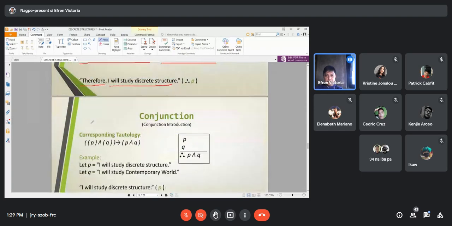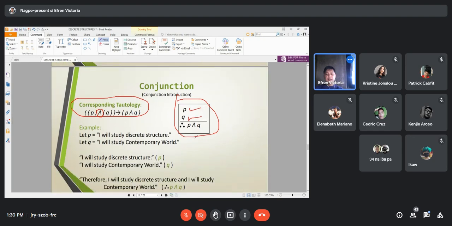So, the conjunction, the corresponding tautology, yung form natin. Mapapansin nyo, ginamitan natin ng AND yung P at saka Q kasi conjunction of all premises. So, premise 1, premise 2, kaya meron tayong AND sa gitna nila. So, example, let P, I will study discrete structure. Let Q, I will study contemporary world.